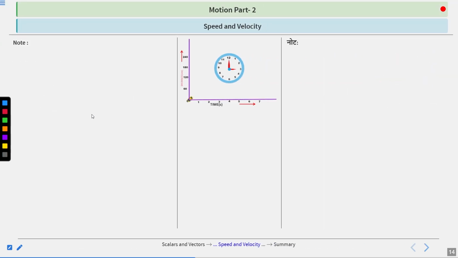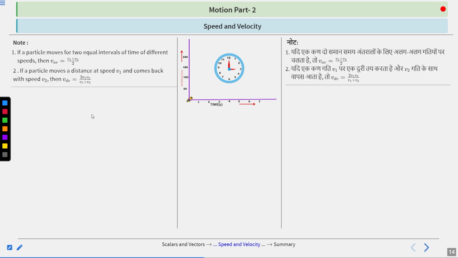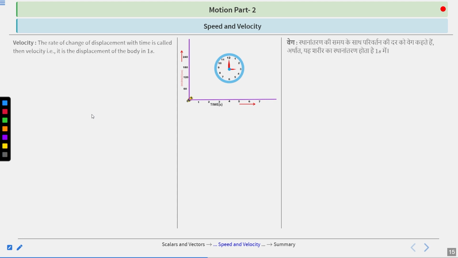Okay, there is a note. If a particle moves for two equal intervals of time with different speeds, then V_av is equal to (V1 plus V2) by 2. If a particle moves a distance at speed V1 and comes back with speed V2, then V_av is equal to 2V1V2 upon (V1 plus V2).